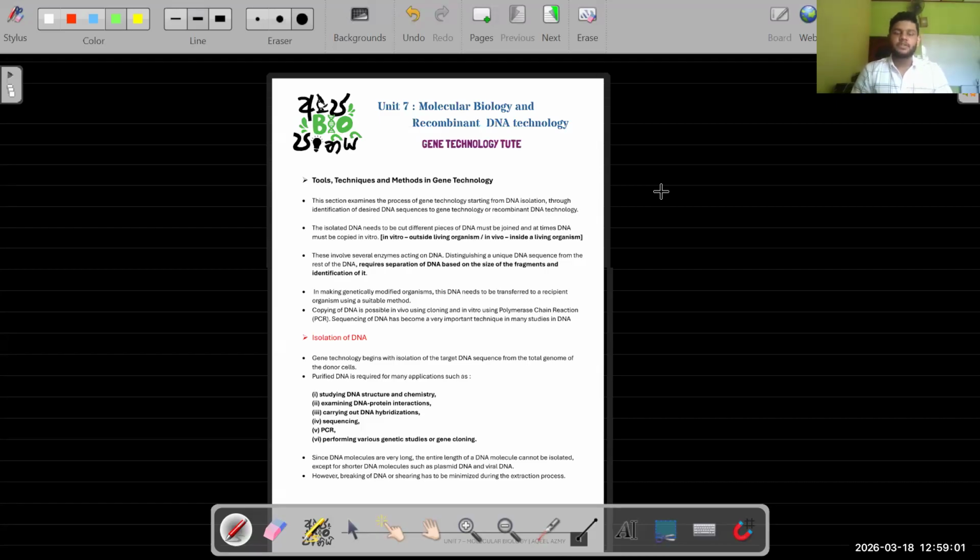That is what they're trying to convey in the first part. The isolated DNA needs to be cut into different pieces, the pieces of DNA must be joined, and at times it should be copied in vitro.